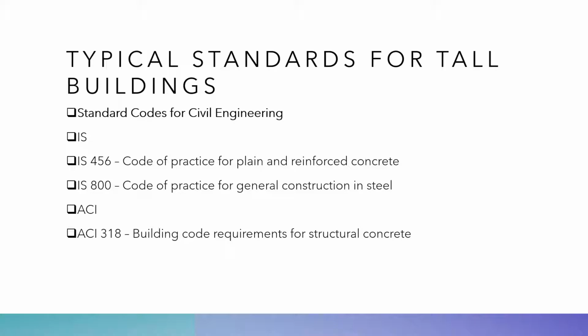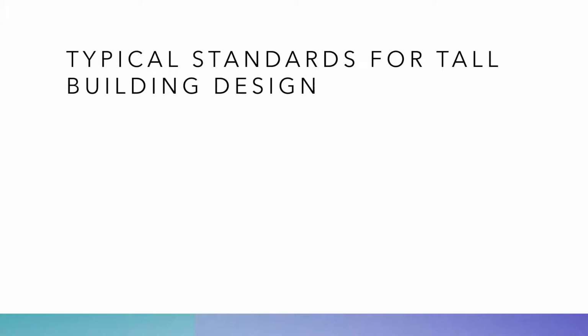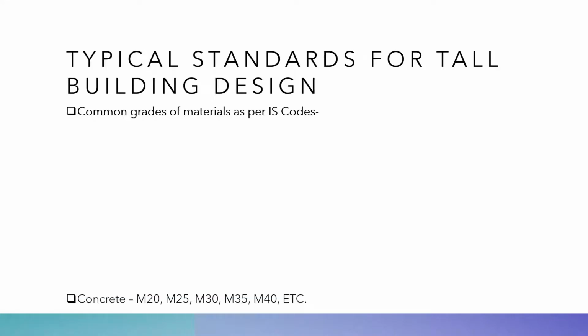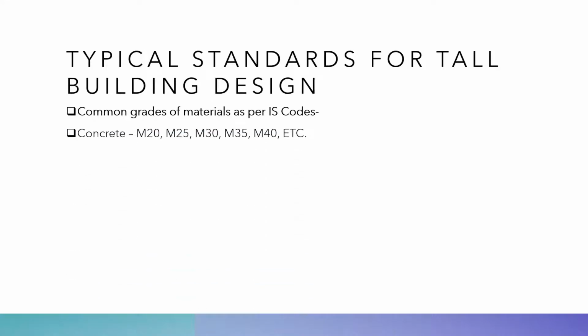These codes differ primarily in the provisions or standard specifications for design of buildings based on local construction norms and available material properties. There are also some standard design materials and sections used in India for structural design. The available concrete grades are M20, M25, M30, M35, M40, etc., where the number next to M represents the compressive strength attained for concrete after 28 days of curing.